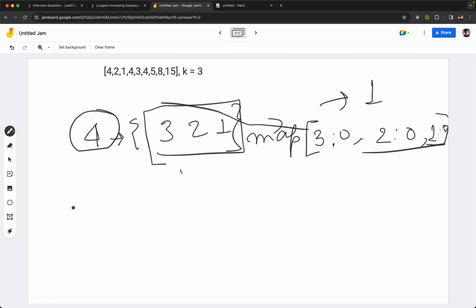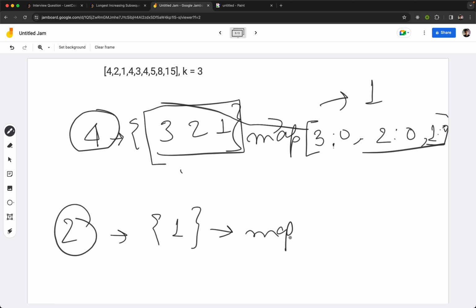Fine. Now when I am at 2, similarly I would be checking for the array 1. So similarly, my map would now be updated to 4 and 1, right? However, if you see in this approach, what we are doing is, for each and every element we are basically checking its previous k elements and taking the maximum out of it. Fine.